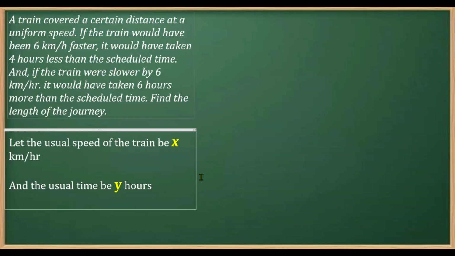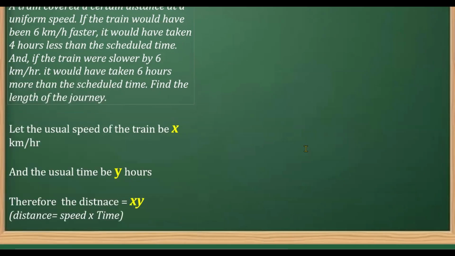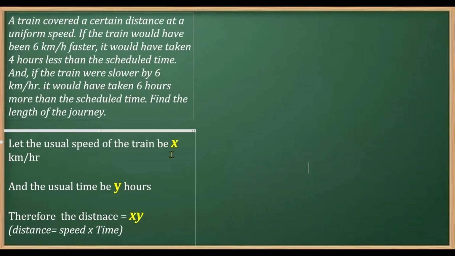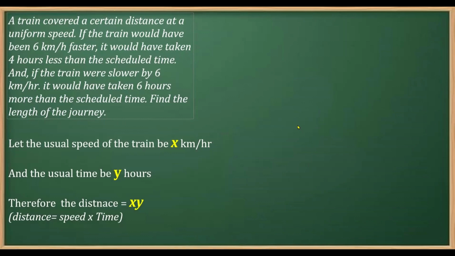Then we know that distance is equal to speed into time. So I can apply this formula and write that distance is equal to speed into time. Therefore we got distance as xy. Let me once again explain. I have taken the usual speed as x kilometer per hour and the usual time as y hours. So using the formula that distance is equal to speed into time, it is xy.